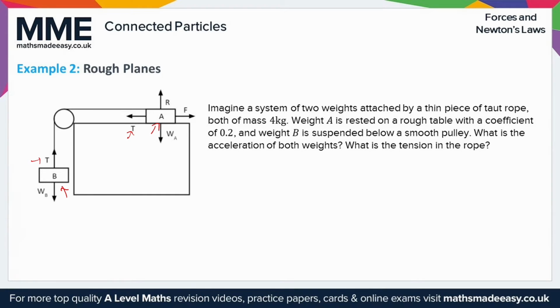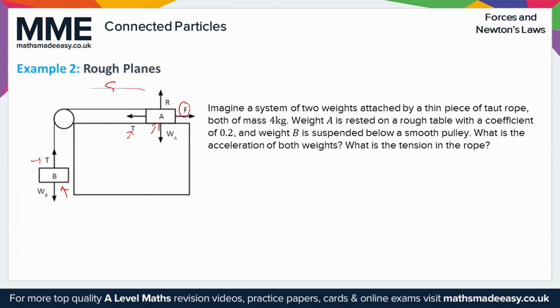So for B, we only have vertical forces, don't we? We have its weight pulling down and we have the tension pulling it up. Okay, we know that the weight is going to move down and A will move this way. We know that because, of course, it's not going to move up, but also notice that says F there. So that's the friction, and it moves in the opposite direction. The friction acts in the opposite direction of the motion. Okay. So what can we do now then?